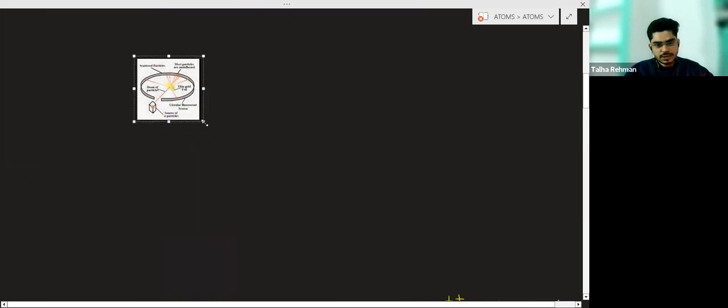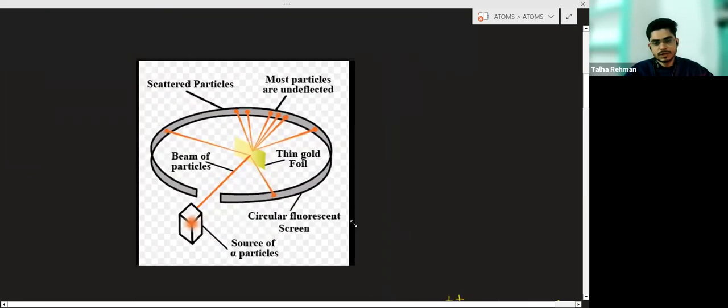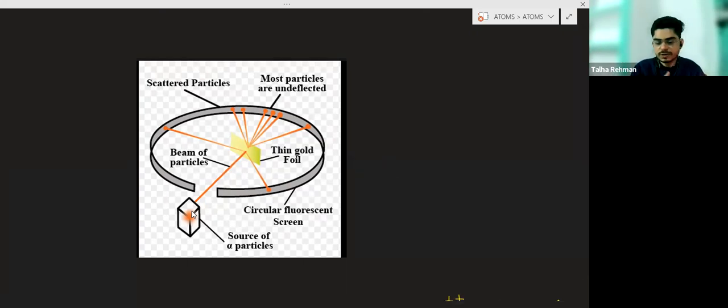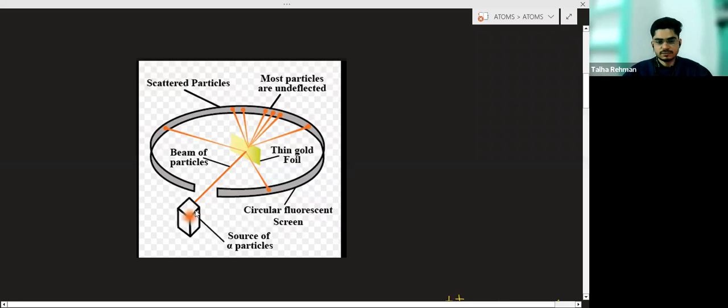See, this is the experimental setup in the lab. Here is the source of the alpha particle beam, which will emit alpha particles. And what are alpha particles? Helium nuclei, helium plus two ions.